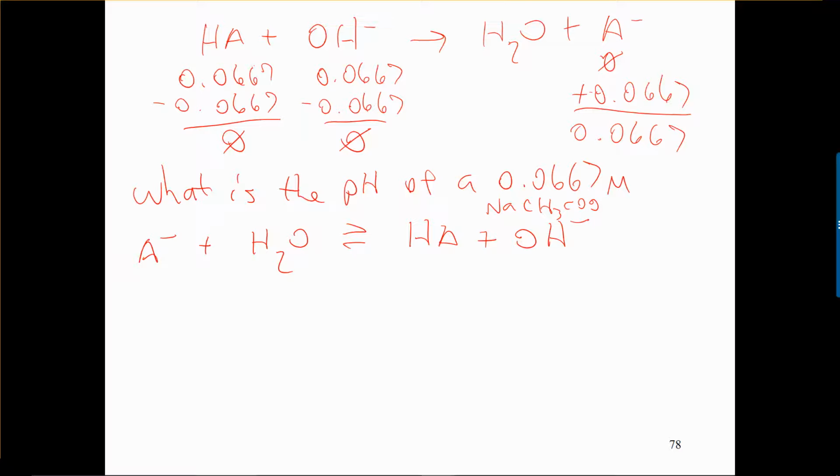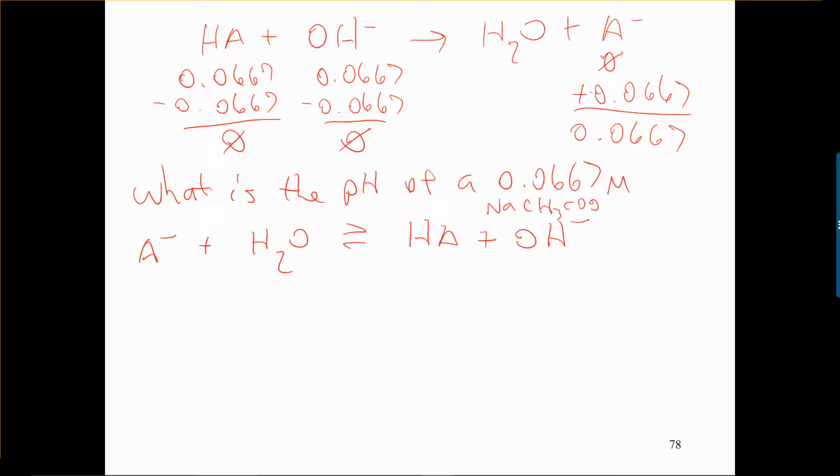Here's my sodium acetate. The sodium goes off, it's a spectator ion. The acetate reacts with water and produces acetic acid in solution plus OH minus. So we just went back. The only thing that's left is that base, and that's what's going to produce the pH.